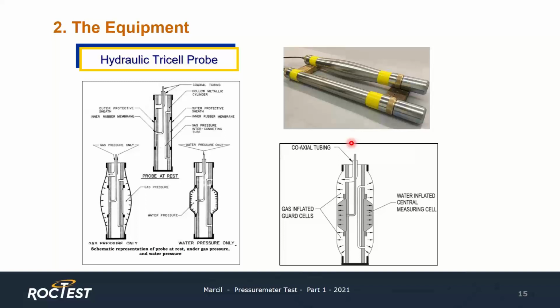You may now think that this compensation system is not present with the volumetric monocell probe. You're right. But in that case, researchers like Jean-Louis Briot have shown that if the measuring cell of the probe is long enough, if it exceeds a length to diameter ratio of 6, these end effects will become negligible. So that explains why the hydraulic monocell probes are longer.